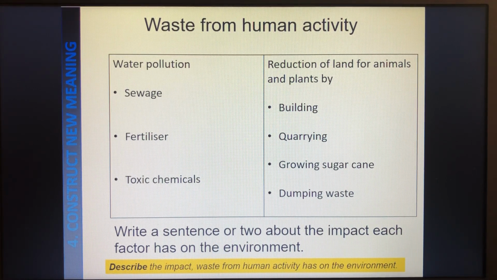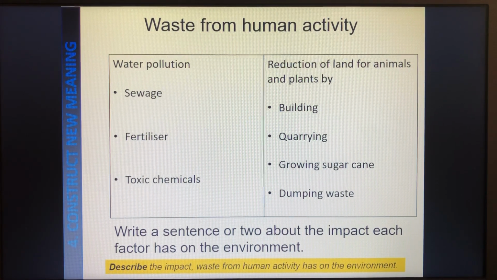So to summarise that, when sewage goes into the river, the number of bacteria increase, they are respiring aerobically using all the oxygen, and the impact is the death of fish. So we've got: sewage goes into the river, bacteria respire aerobically, use up the oxygen and the fish die.